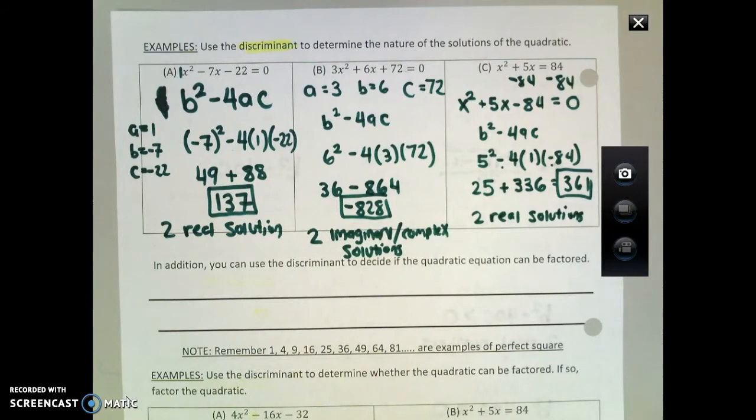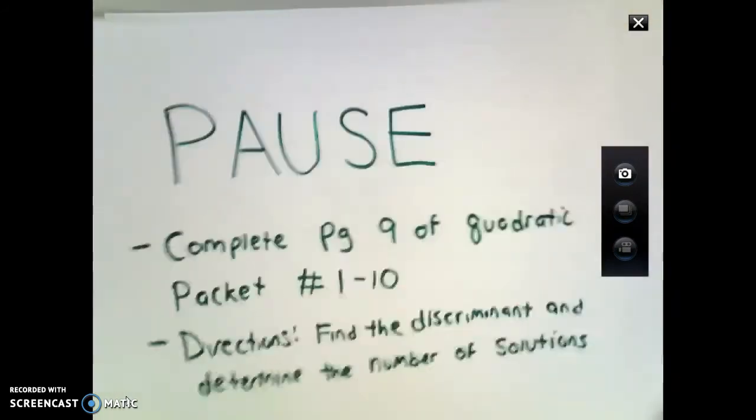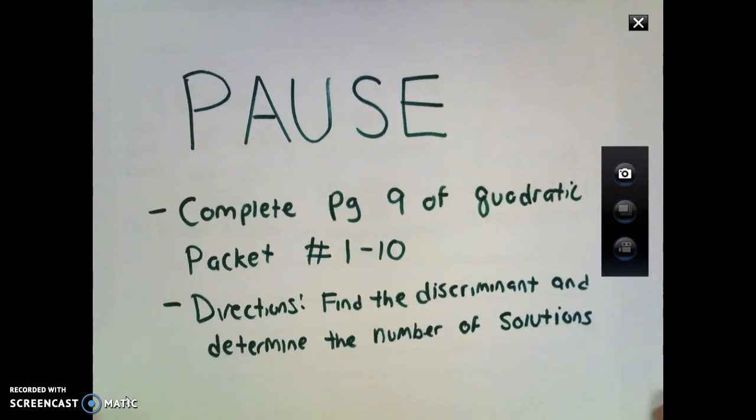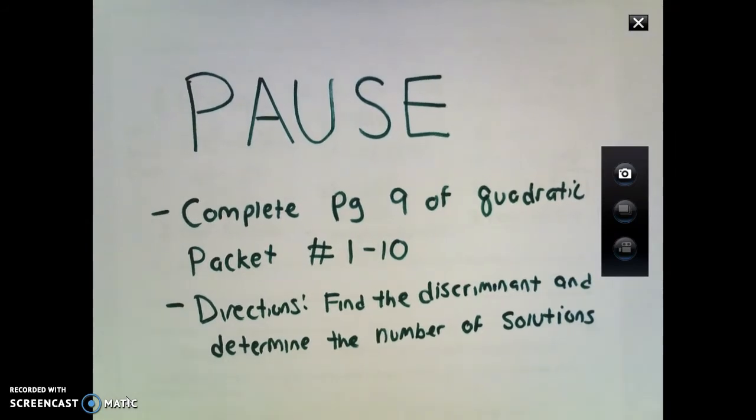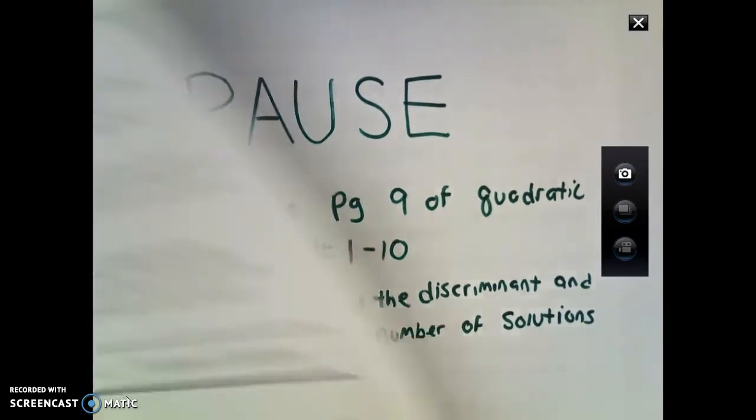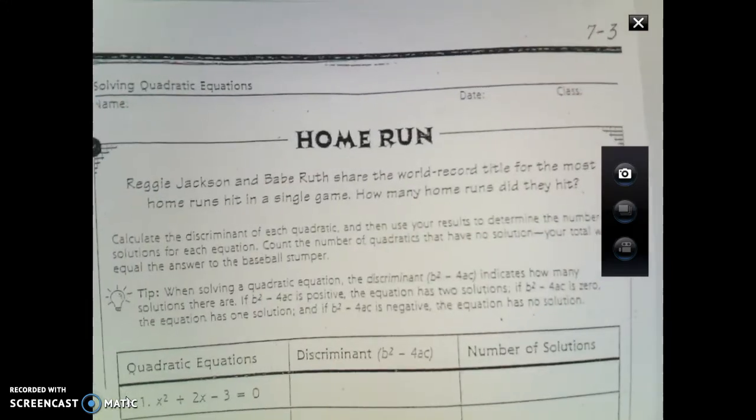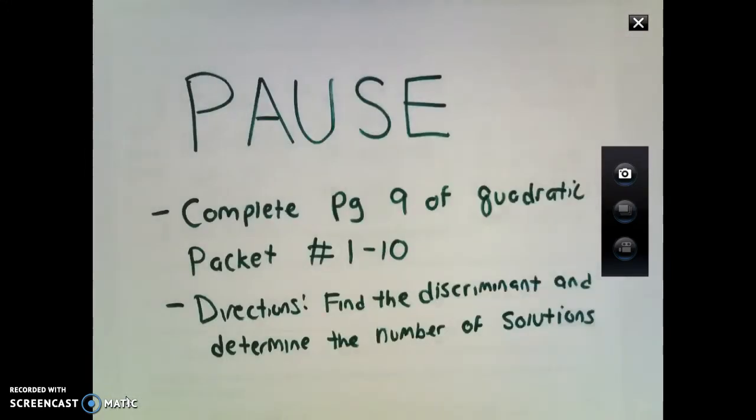With that being said, at this point in the video, I want you to take a pause. So we're going to stop where we're at, and on page 9 of your quadratic packet, it's going to look something like this, where it says home run at the top. What I'm going to ask you to do is complete the 10 problems listed there. In the first column, let me put the worksheet on.